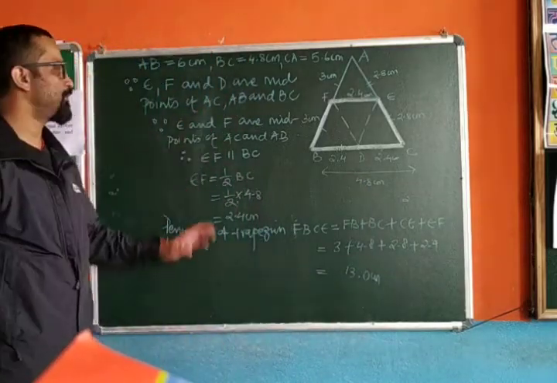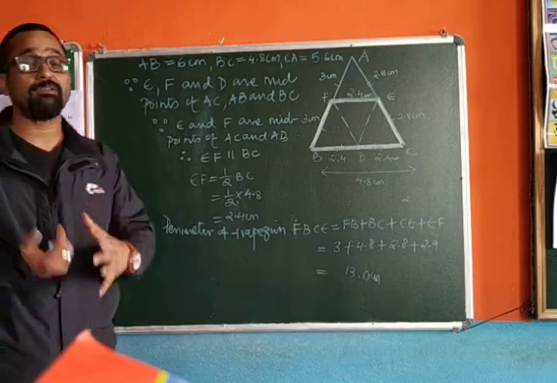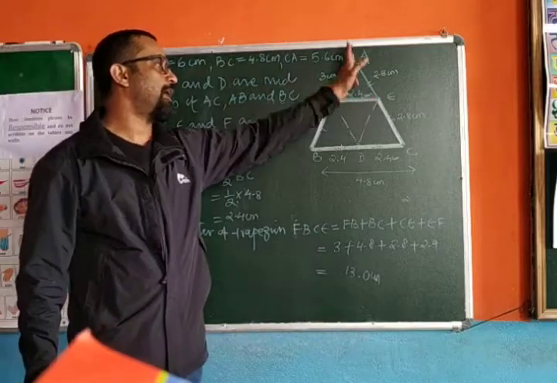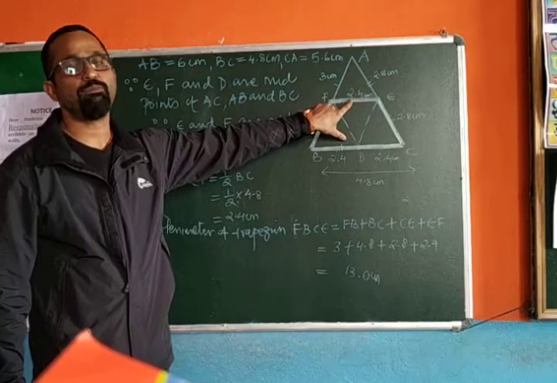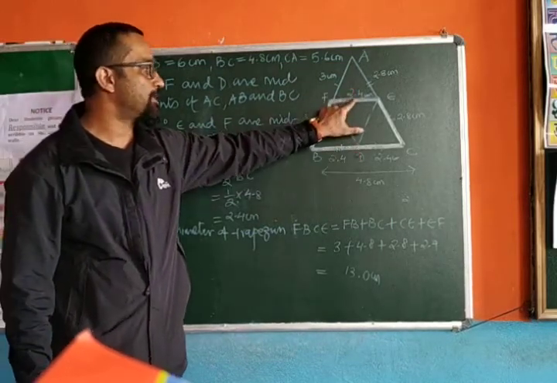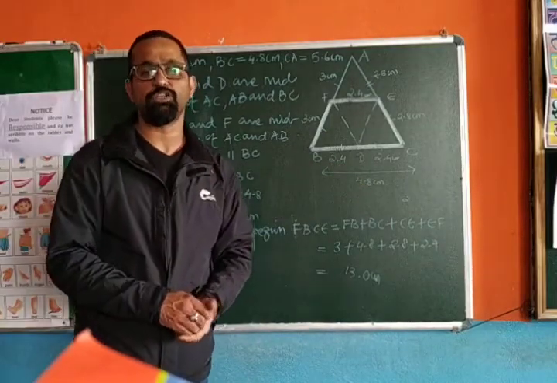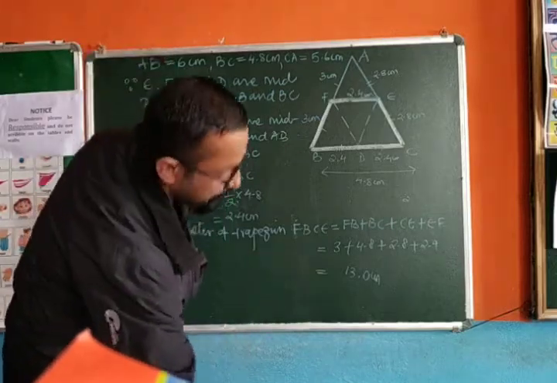It's not difficult, you just need to write these terms and then proceed with the calculation. Since E and F are midpoints of AC and AB, the line joining the midpoints is always parallel to the third side and it is half of the third side. That is the statement of the midpoint theorem, and we do the calculation using that. First part done.